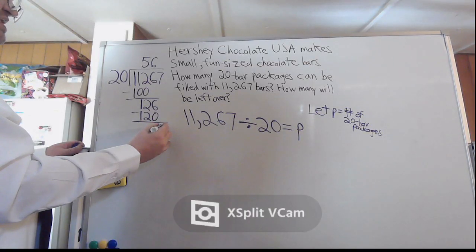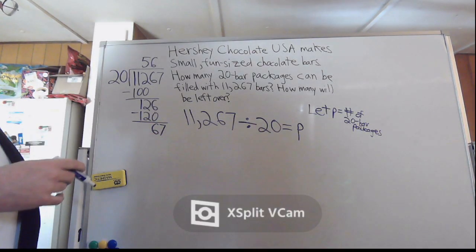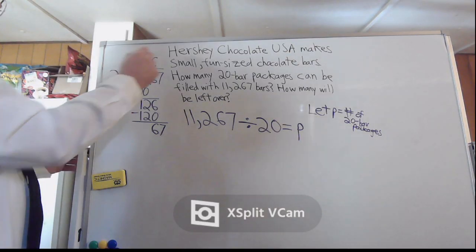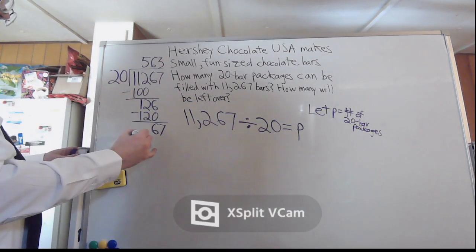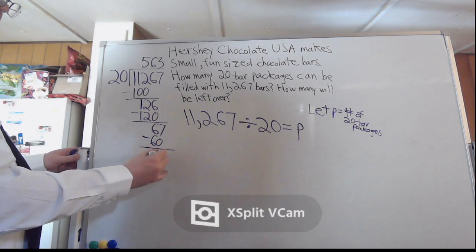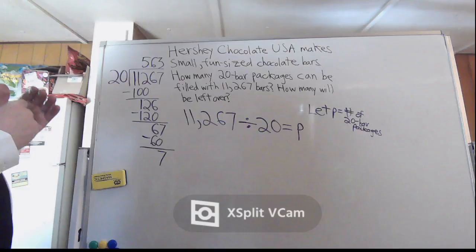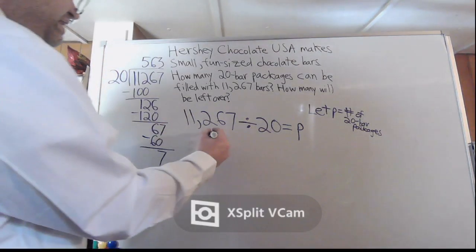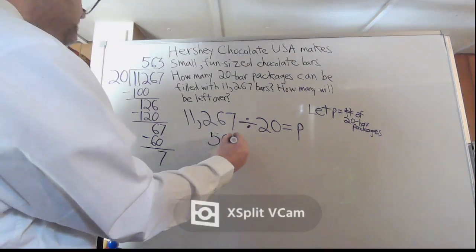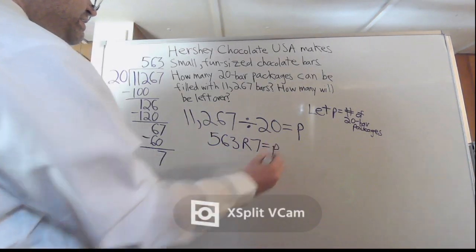Bring down your 7. How many times does 20 go into 67? It goes in 3 times. And 3 times 20 is 60. 67 minus 60 is 7. There's nothing further to bring down from the dividend, so you're going to have 563 with a remainder of 7 as your answer for P.